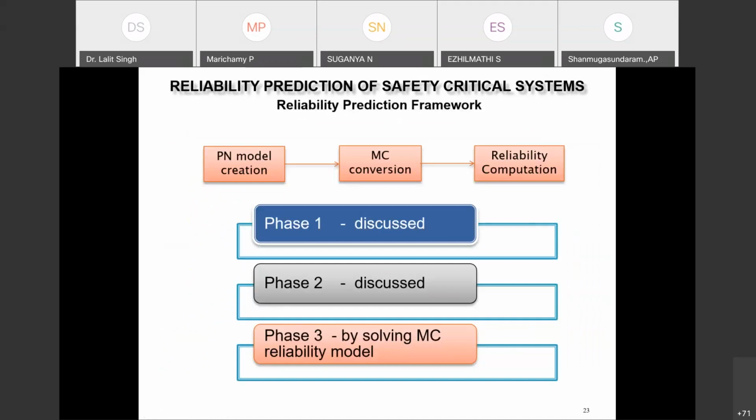Now let us go through the reliability prediction framework. We have already discussed the preliminary knowledge which we are going to use in our framework. It contains basically 3 steps. The first is to create the Petri net model, and then convert it into the Markov chain. We have already seen how to create a Petri net model in the case of one small chemical reaction. However, we will take one case study of a communication system, and we will see how again we can create the Petri net model. We have also seen how it can be converted into the Markov chain. And now the third phase is very important: we have to apply the mathematical knowledge to compute the reliability.